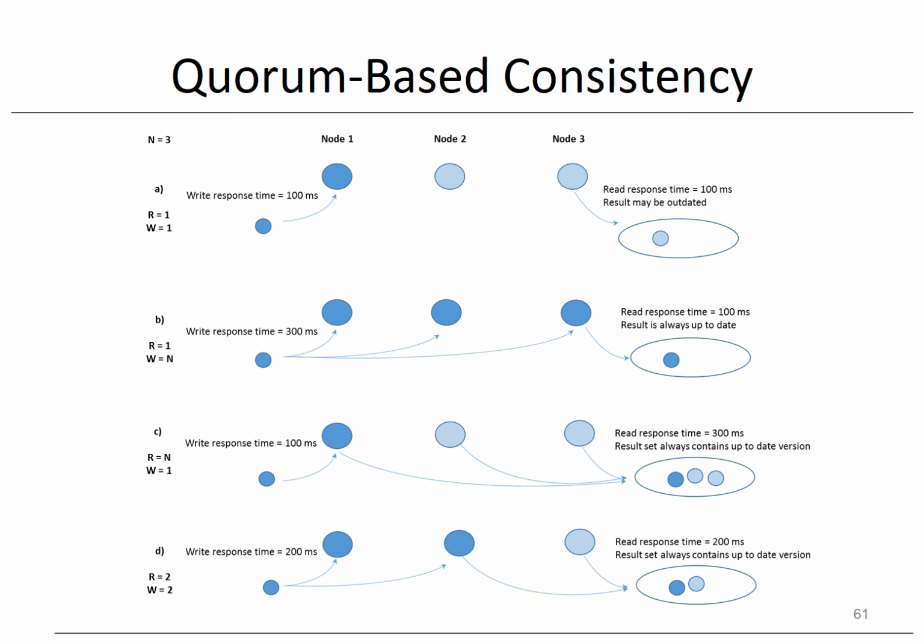A read operation is still considered as completed once the response from one node is received, so the read time remains at 100 milliseconds. Since all nodes participated in the write and hence received the updated value, the response of even a single node is guaranteed to provide an up-to-date version of the data item.